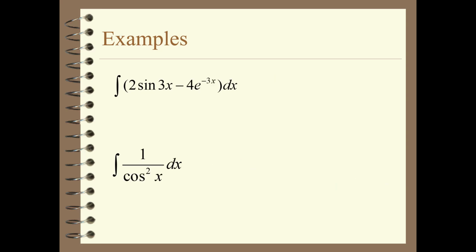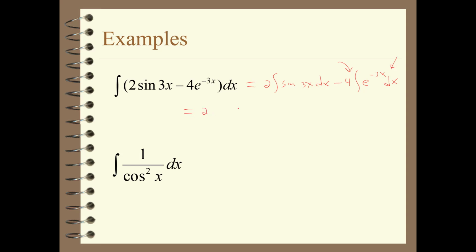Let's try some more. So if I wanted to find this antiderivative, it would then be 2 times the antiderivative of the sine of 3x dx minus 4 times the antiderivative of e to the negative 3x dx. Do you see how every single integrand, every single integration begins with the integral symbol and it ends with a dx? That then would be equal to, you'd get 2.